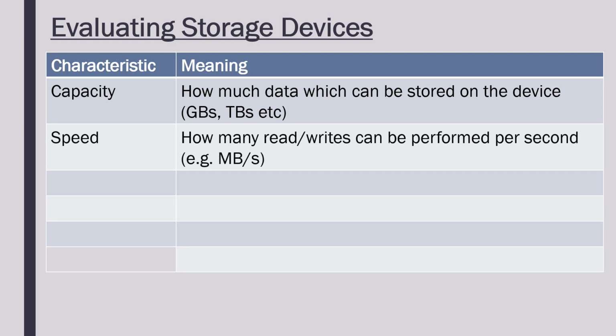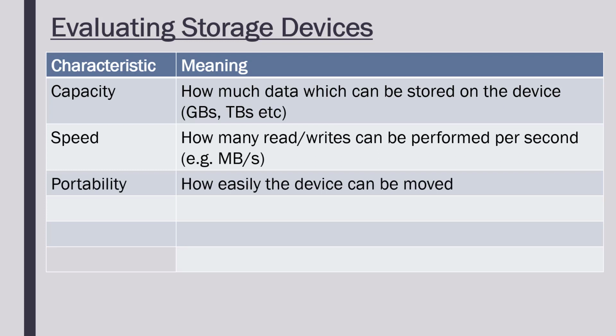Another important characteristic which we can evaluate is speed, and this is to do with how quickly we can read data from a device once it's been stored, and how quickly we can write to a device. So we'd rather it be quicker, obviously, because we can do more stuff. We're not sat around waiting for a file to load if the read-write time is very quick.